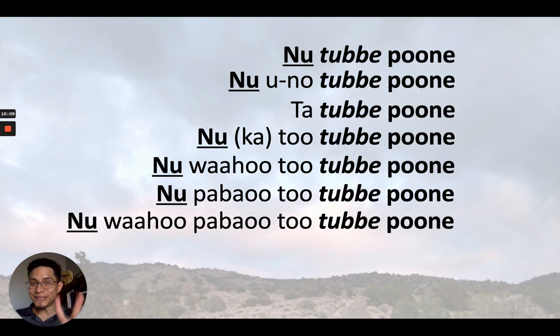Now, if you see two big black rocks, well, here's one way you can say that. Wahu babau tutubi puni. I see two big black rocks. Wahu babau tutubi. Or wahu baba tutubi puni. Two big black rocks.